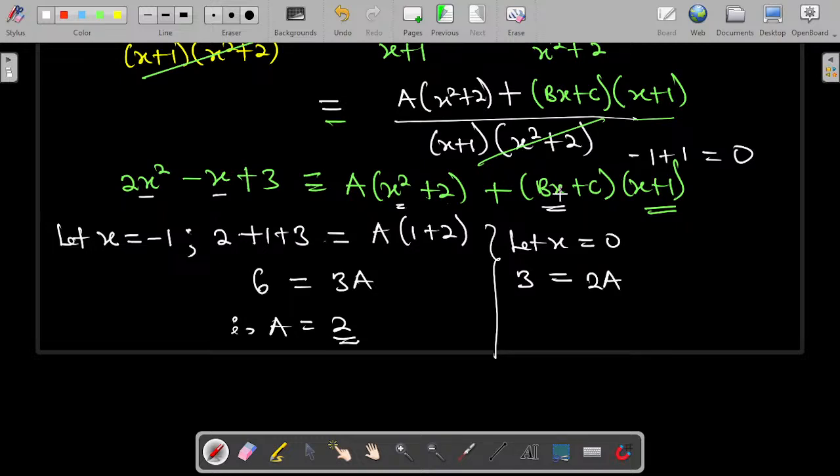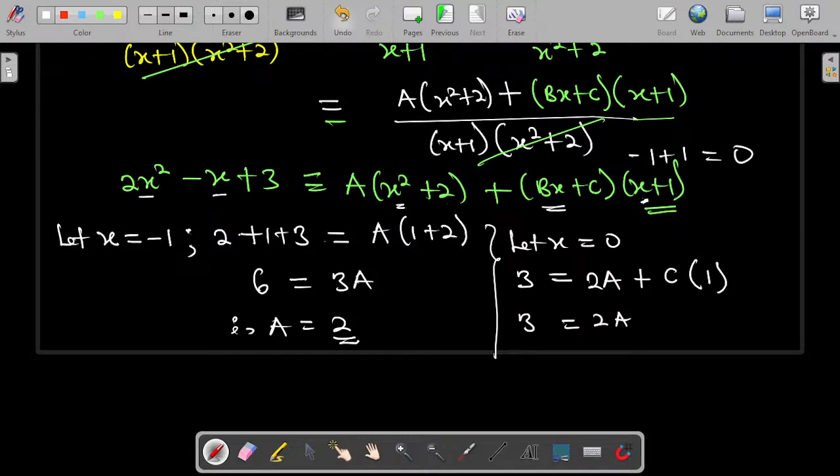Then if I now come here, this b will turn to 0 because my x is 0 and b times 0 will be 0. But my c will still be there because 0 plus c will still be c. So I will have c multiplied by, if I put my x as 0 here, 0 plus 1, which is 1. So watch what will happen there. I'll have 3 is equal to 2a plus c.